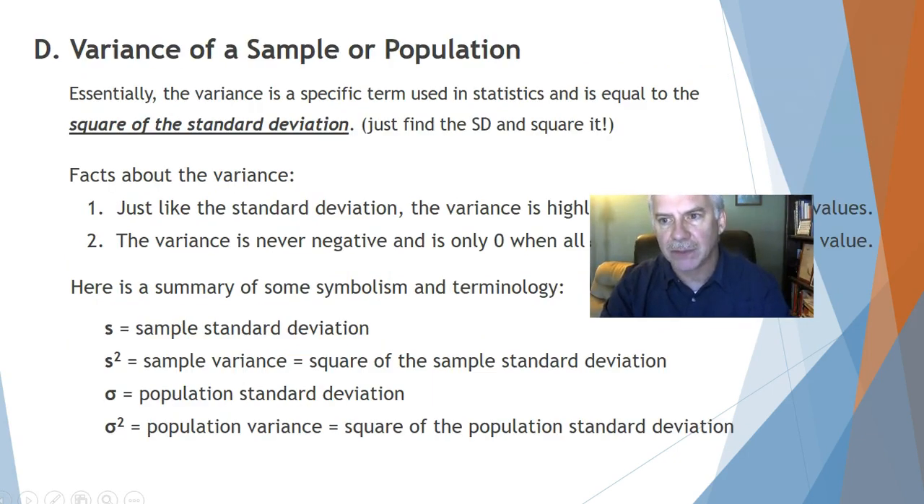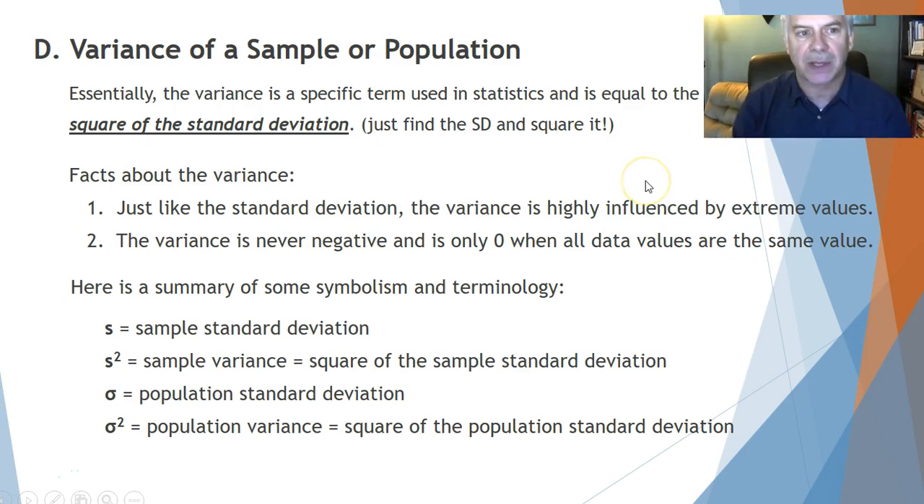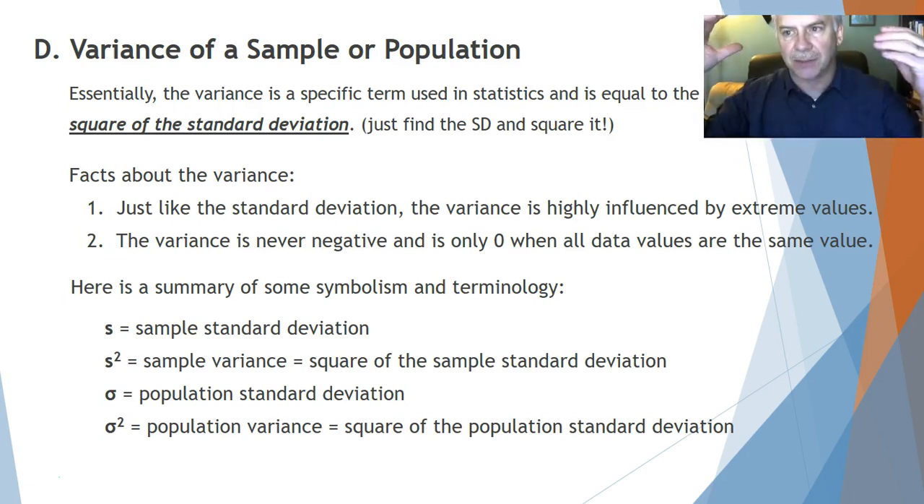Now, the variance of a sample or variance of a population is simply the square of the standard deviation. You can find the standard deviation using the calculator or the by hand method, but then just square it, and that's the variance. So some facts about it: just like the standard deviation, the variance is highly influenced by extreme values. The variance is never negative, and the variance will be 0 when the data values are all the same, just like the standard deviation.